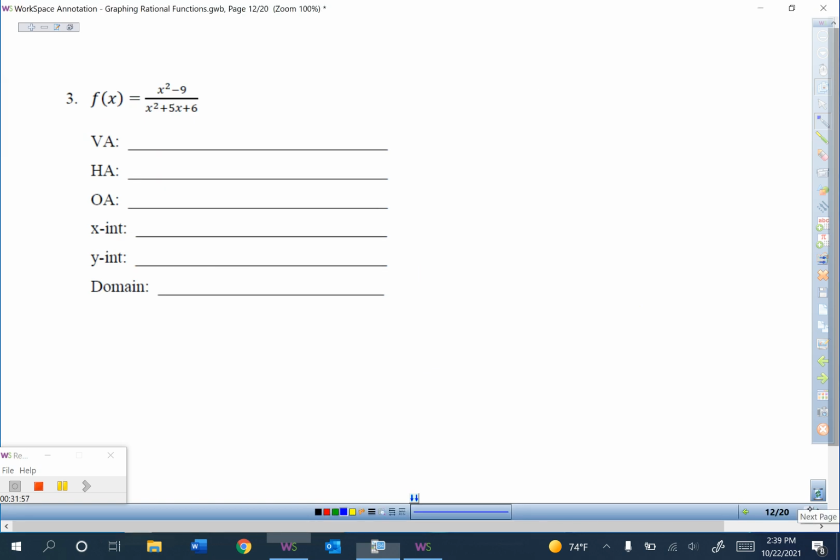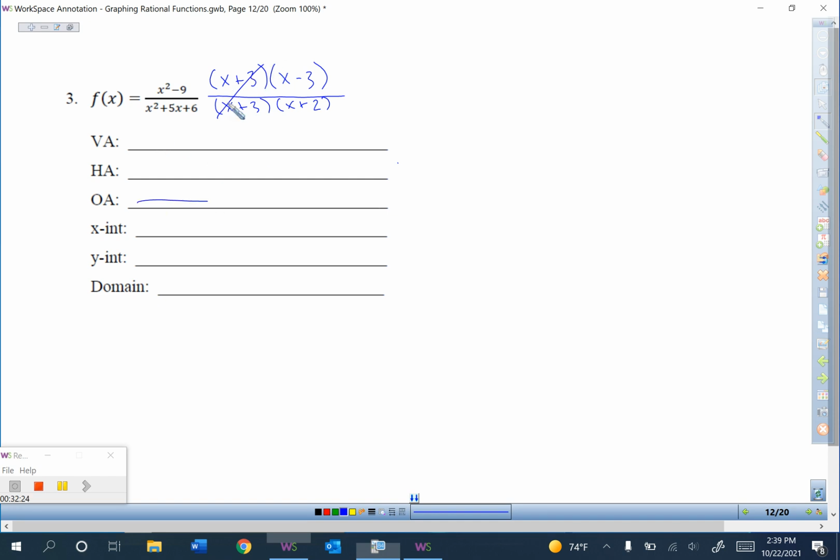Alright, number 3, we've got some quadratics here, so we're practicing with factoring once again. On top, we have a difference of squares, so x plus 3 and x minus 3. And on the bottom, we've got x plus 3 and x plus 2. Factors of 6 to add to be 5. And we've got some stuff canceling.